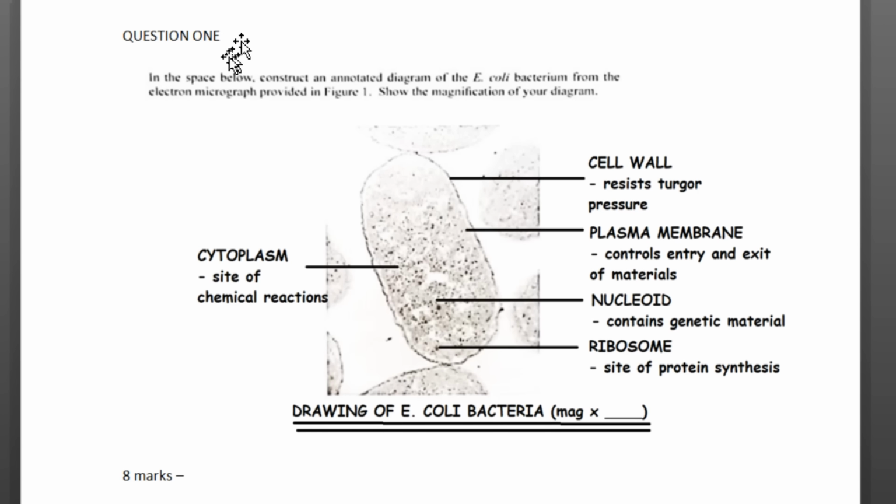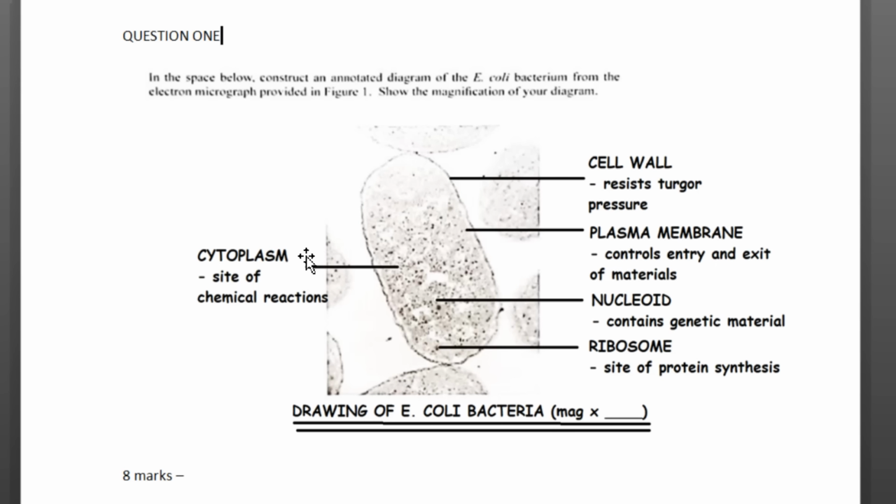So question 1. In the space below, construct an annotated diagram of the E. coli bacterium from the electron micrograph provided in figure 1. Show the magnification of your diagram. Well, you know, CXC is sometimes you could barely see the thing. The picture quality is not the best, but this was a whopping 8 marks. So assuming that we want to label at least 5 things.